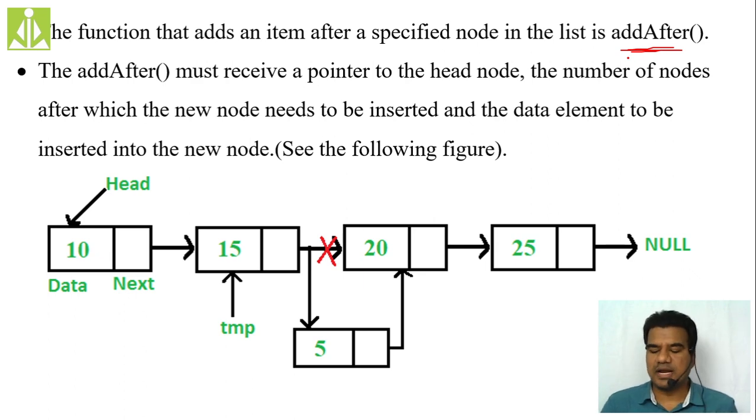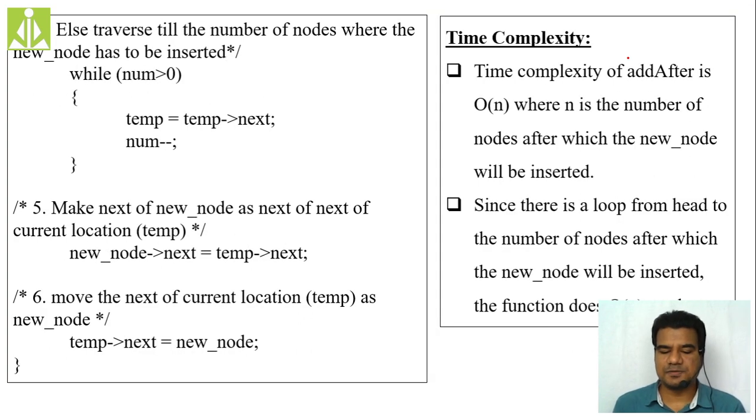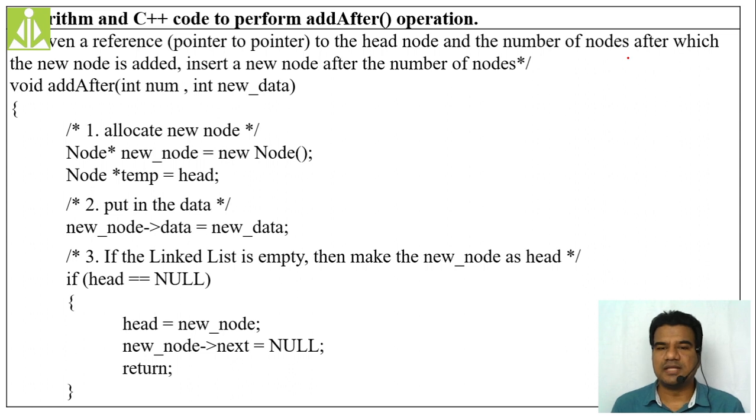But first let us understand the concept very clearly. See here, as I told you, we have to follow 6 steps before inserting the newly created node after a specified node. Here we are passing only the number of nodes. Head we already declared globally, so no need to bother about the head node, because we are not changing anything to the head node. Here add after, as you can see, is taking 2 arguments.